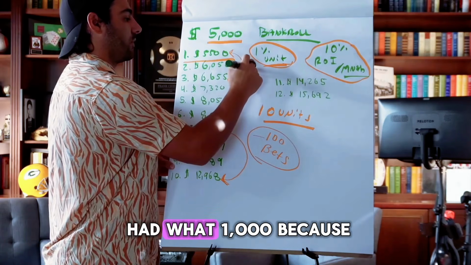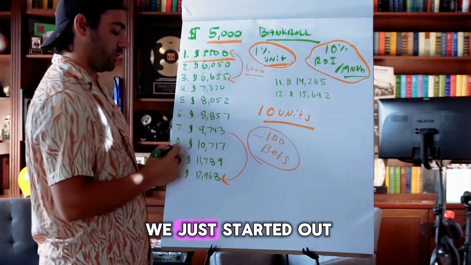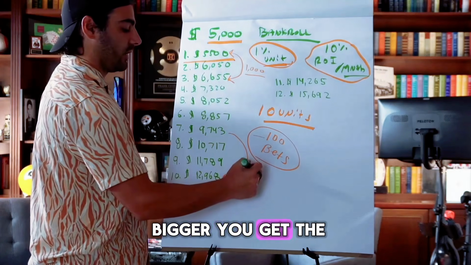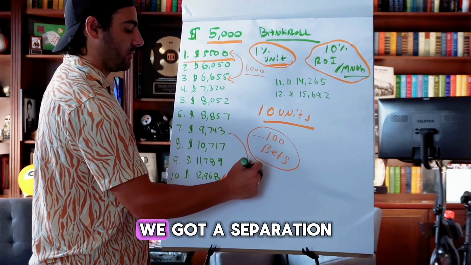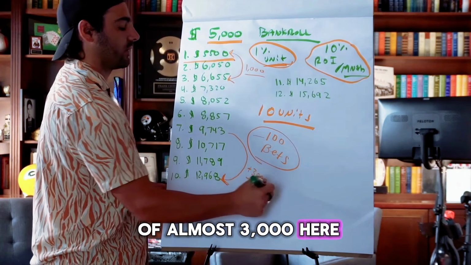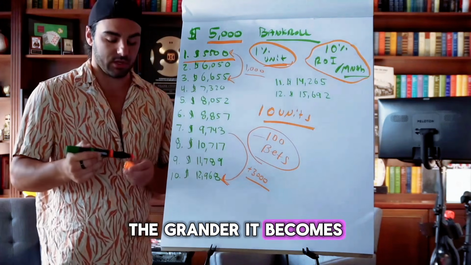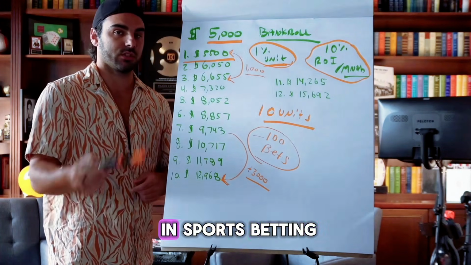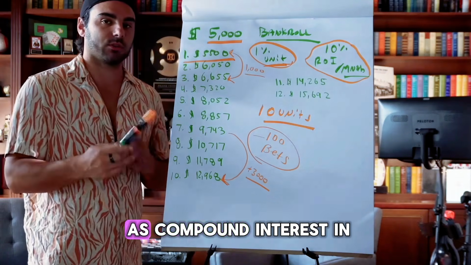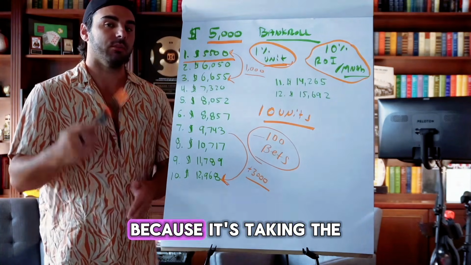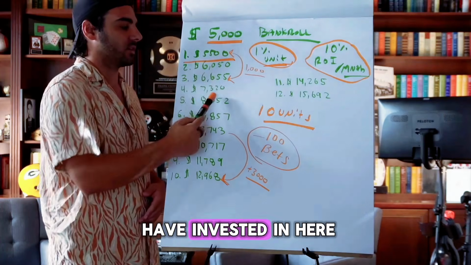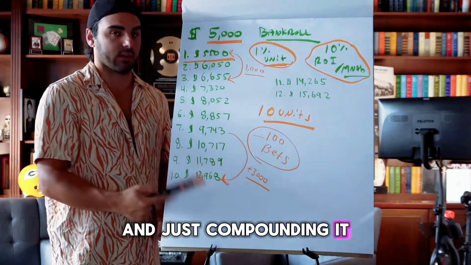Whereas in here we had what? 1,000, because we just started out, but later on, the bigger you get, the more money you make, right? We got a separation of almost 3,000 here. So the further you get down the scale, the grander it becomes. That's why compound interest in sports betting is the same concept as compound interest in the stock market, because it's taking the money that you already have invested in here and just compounding it over and over.